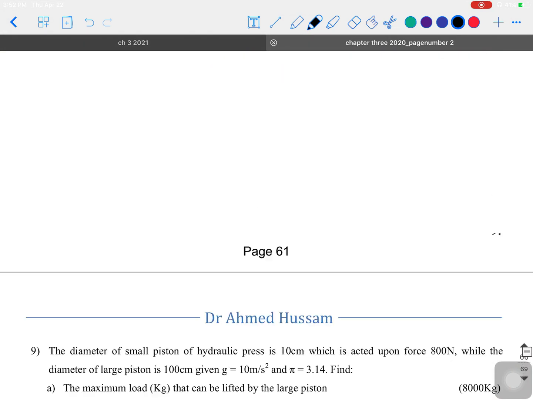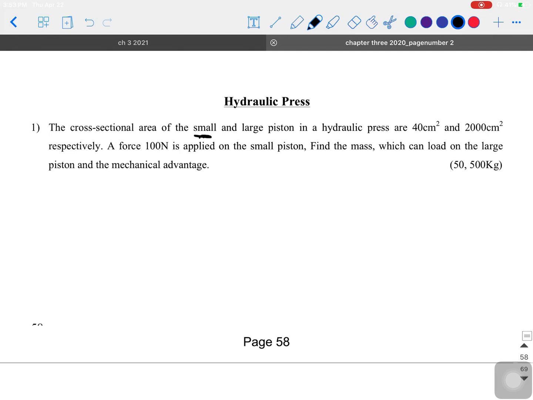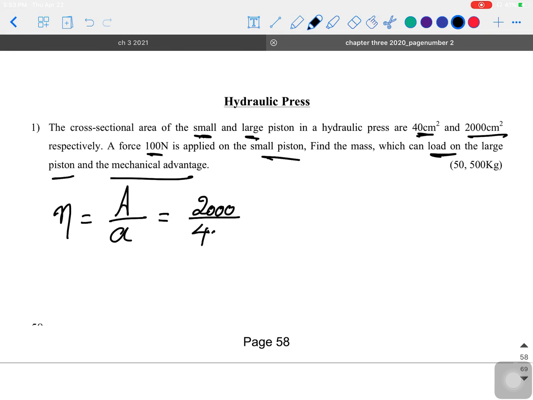Let's start with page 58. The cross-sectional areas of the small and large pistons are 40 and 2000. A force of 100 is applied on the small. Find the mass which can be loaded on the large piston, and what is the mechanical advantage? Okay, the mechanical advantage, of course, would be A large over A small, 2000 over 40. Of course, in our usual routine, we have to convert it into meter square, but it's up to you if you don't like to convert it, because this value is canceled out like that. So whether you convert into meter square or not, I don't care because it is a ratio.